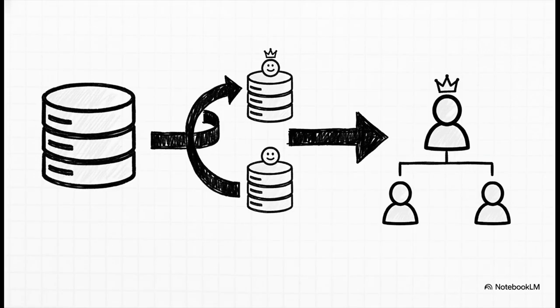The perfect way to think about this is a company's org chart. An employee and their manager are both, well, employees, right? So they both live in the exact same employees table. A self-join is the magic trick that lets us pretend that one table is actually 2 different tables, one for the employees and one for the managers, so we can connect them and map out the entire company structure.